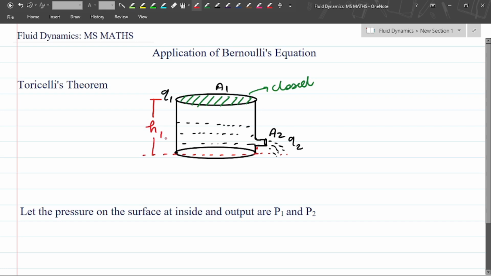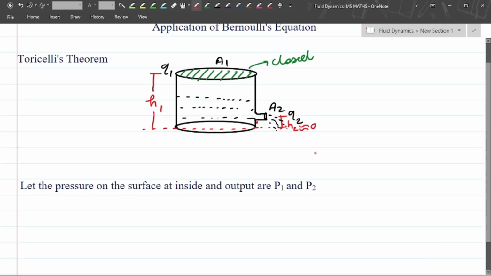Okay, this is h1 and this is your h2, that is 0. Here h2 is equal to 0 with respect to the reference line, negligible. So we will consider it as 0 with respect to the reference line.